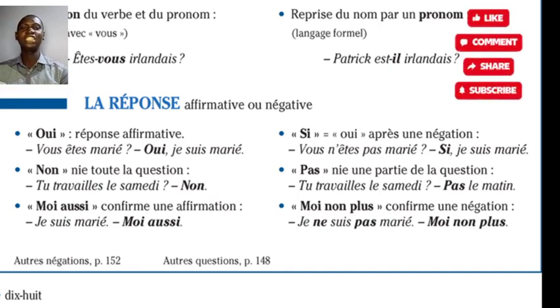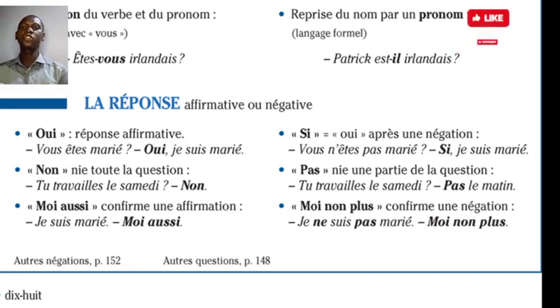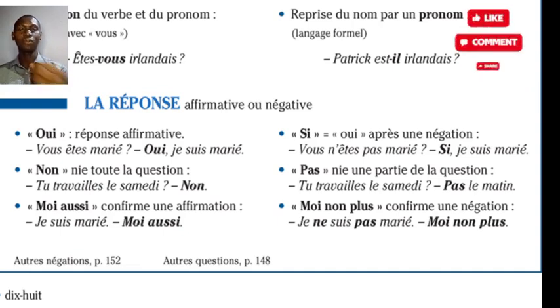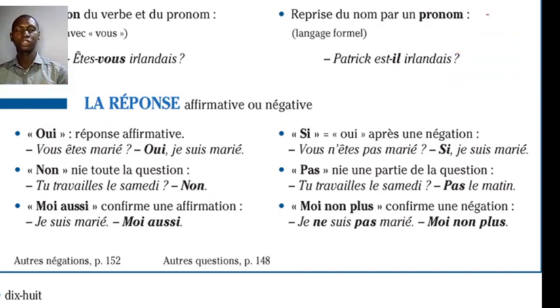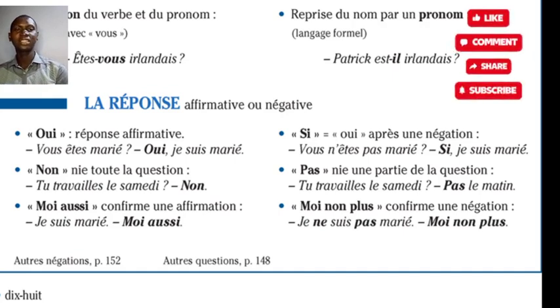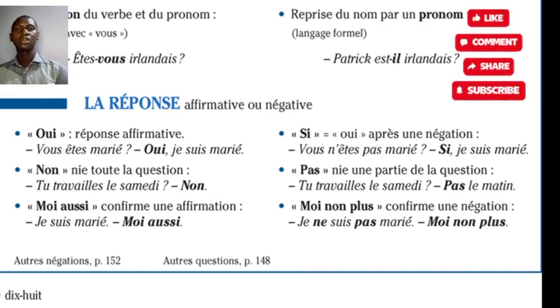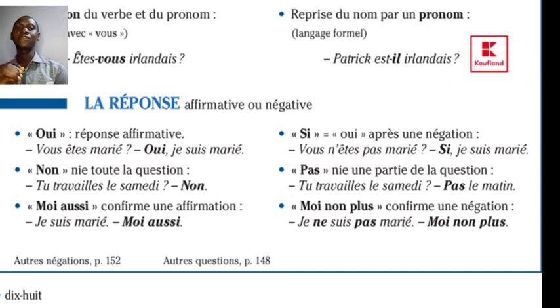Now, the area where we have issues with students is the use of si. Beyond the use of oui and non, moi aussi, to confirm an affirmation, we have si, which is supposed to be a conjunction before. But in this context, it's going to be used as yes when you translate it in English. This si is used instead of oui after a negative sentence. Now you are getting it.